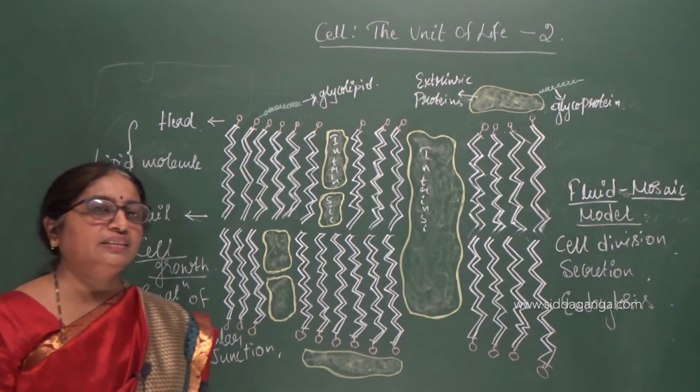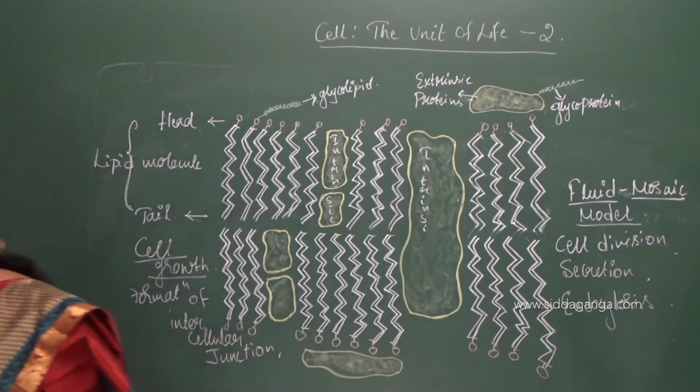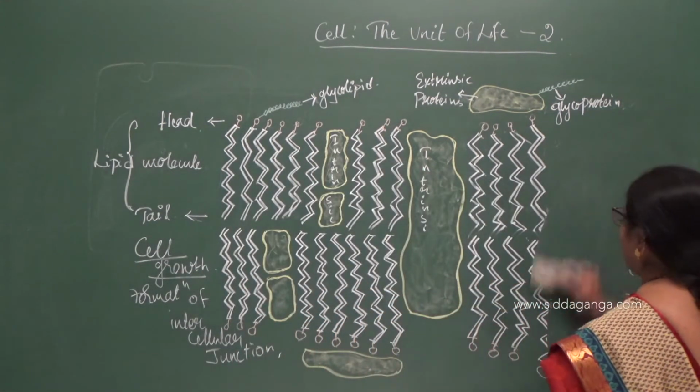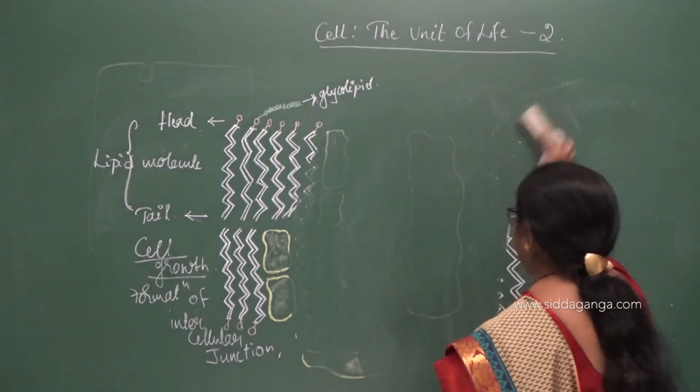Now let us learn the functions of the plasma membrane. The plasma membrane, as we have already told, is selectively permeable. Functions of the plasma membrane.